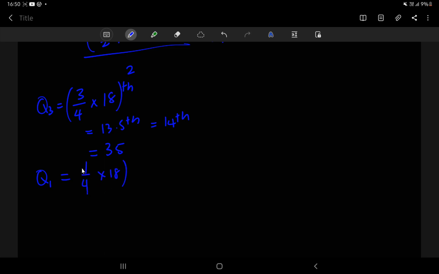Our first quartile is just the quarter of the data, which position is 18 divided by 4, 4.5, in the 5th position.